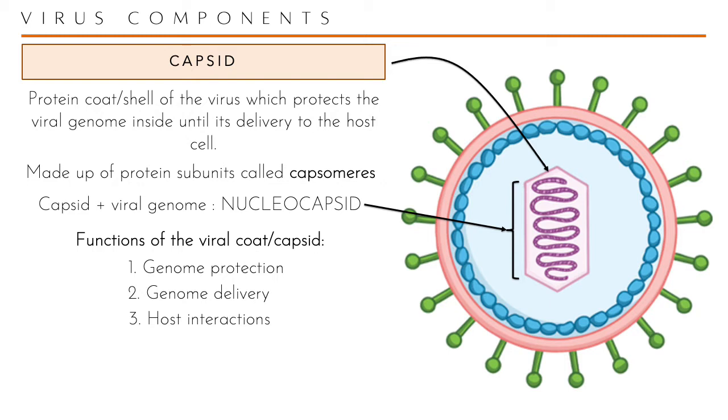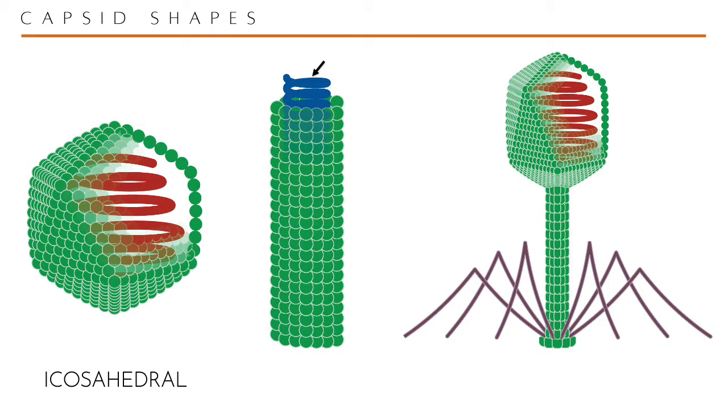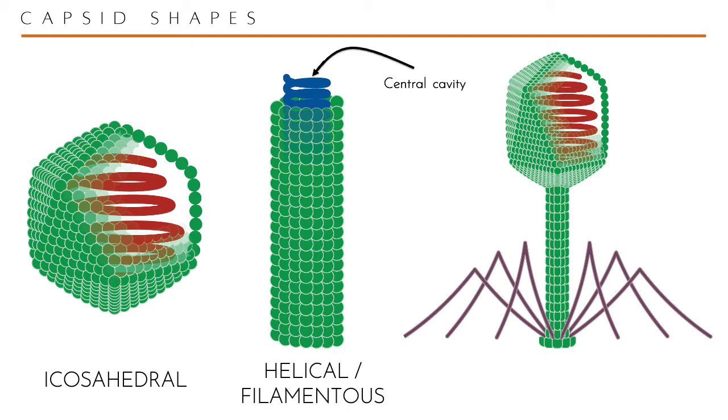And the capsid can be classified based on structure, meaning its appearance. It could be icosahedral, helical, or complex. It is also called prolate. So let's see what they look like, right? An icosahedral shape of the capsid is composed of equilateral triangles, as you can see there, and they are fused together to form a spherical shape. This is the most common shape of viruses because of the big surface area it has inside to contain the genome.